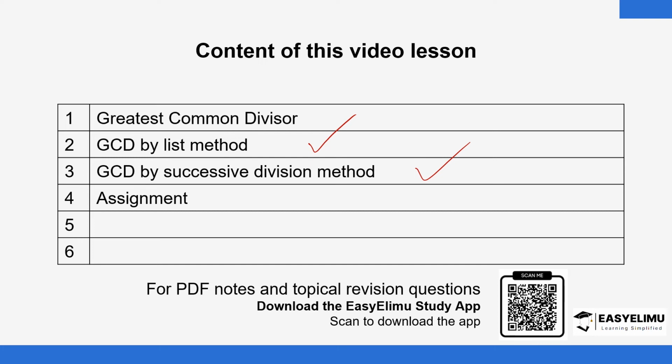And then at the end of the session, we'll give you some sample questions to help you with practice and just to gauge your understanding of the concept.